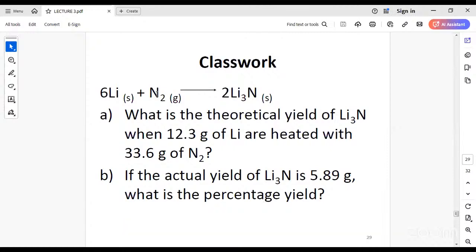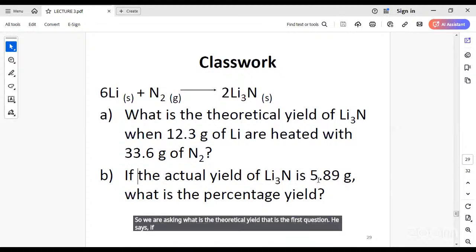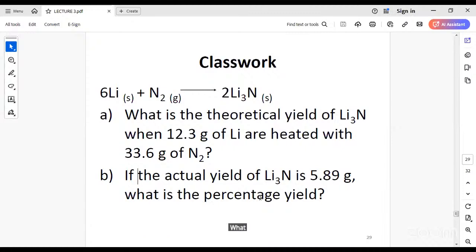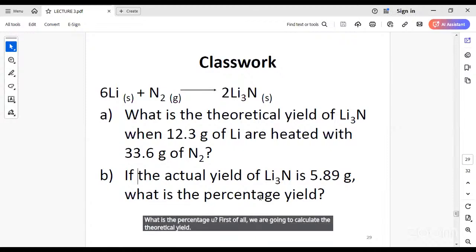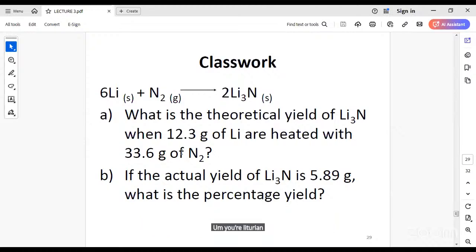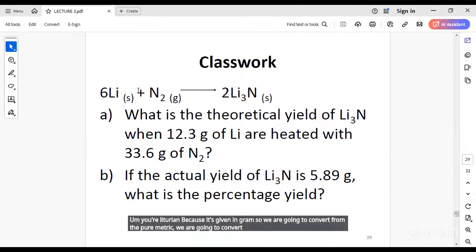So we are asking, what is the theoretical yield? That is the first question. It says, if the actual yield of your lithium nitride is 5.89 grams, what is the percentage yield? First of all, we are going to calculate the theoretical yield. Your lithium is given in gram, so from our stoichiometry, we are going to convert this ratio to gram.